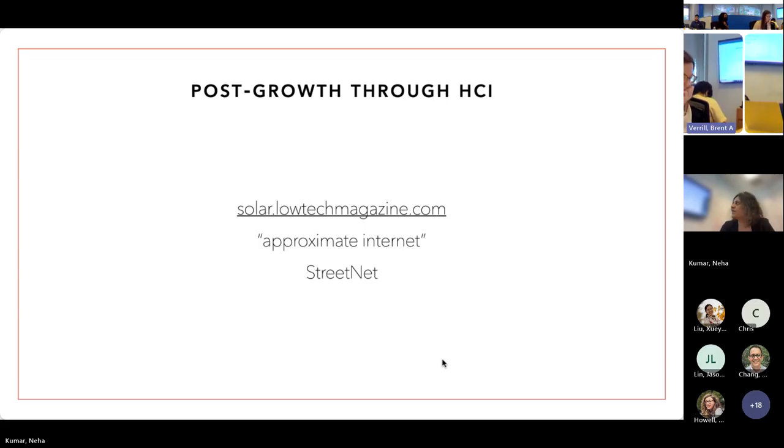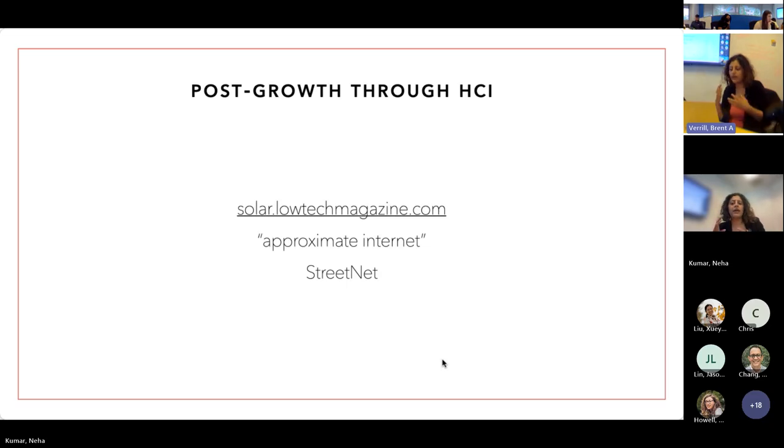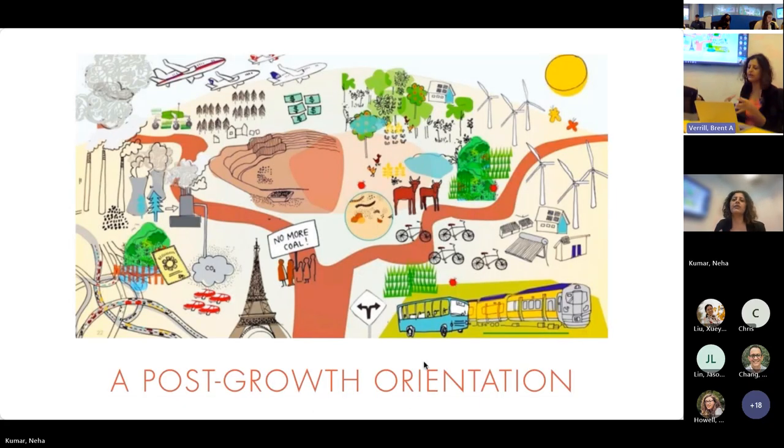So in all of these cases, we basically see examples where our expectations around technology are being challenged, and there are examples of other ways of sharing information or other ways of going online or other ways of relying on this constant connectivity, which helps us imagine new ways of being. So how might we draw on some of these examples that have been established in prior work and embrace and formalize post-growth thinking in HCI?